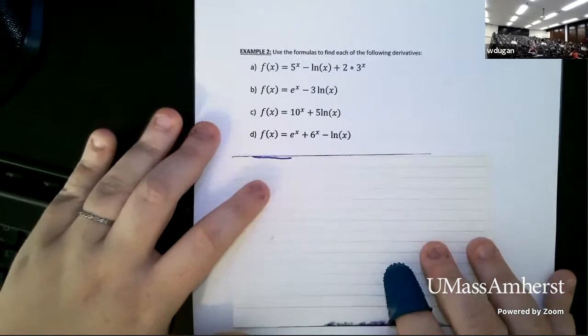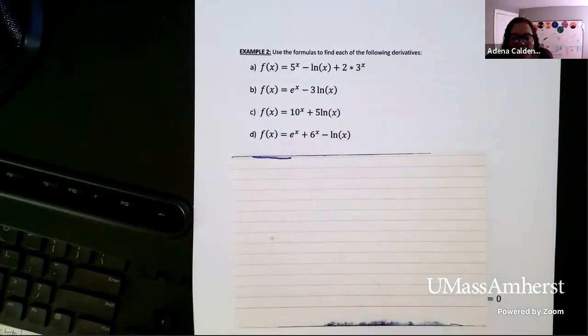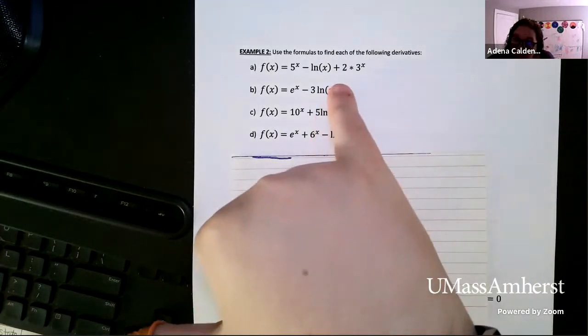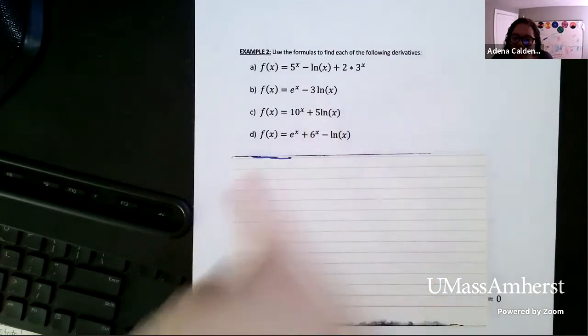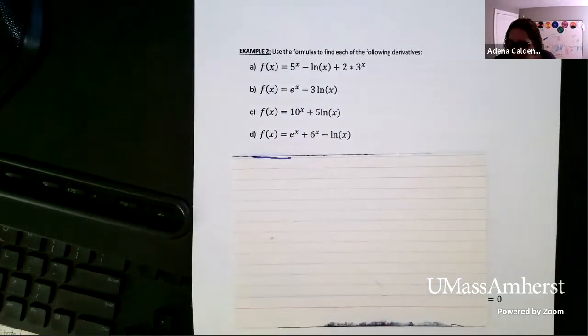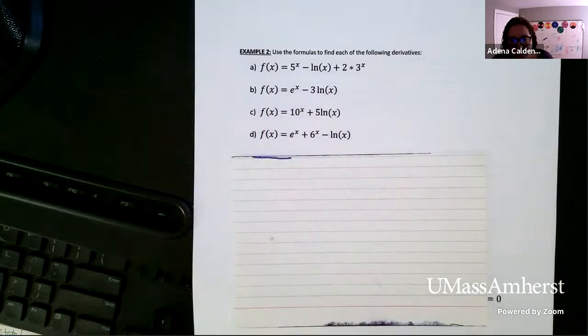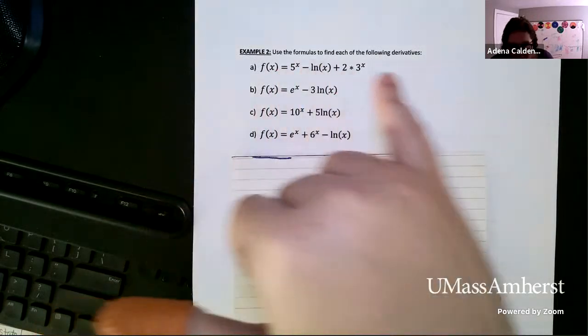Okay. So here we have 4 functions, A, B, C, and D, where we have exponential and logarithmic terms. Now you'll see there's some constants in there, like the 2, the 3, the 5, so we have to use that constant multiple rule. And you can see that we're separated by addition and subtraction. So we can go term by term.